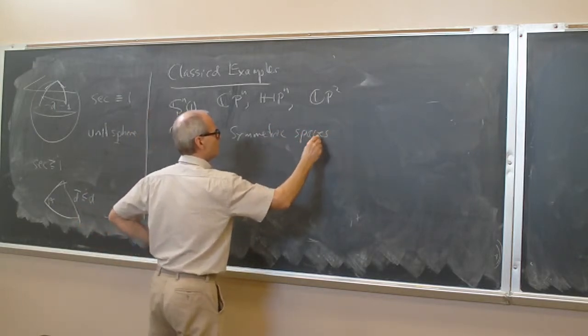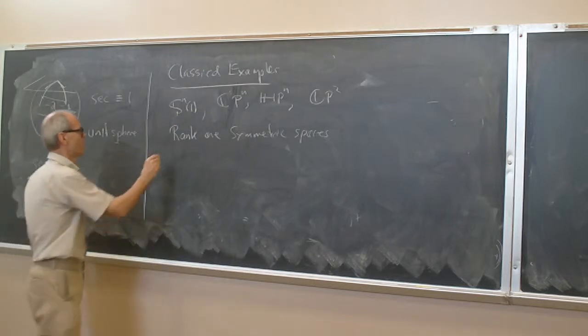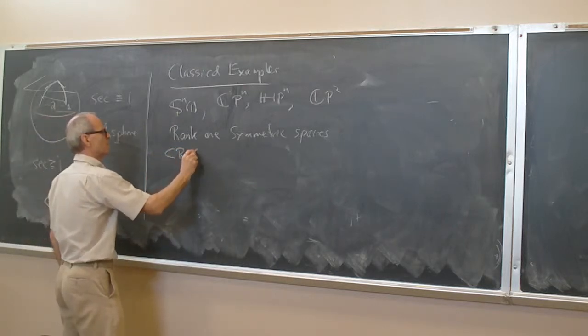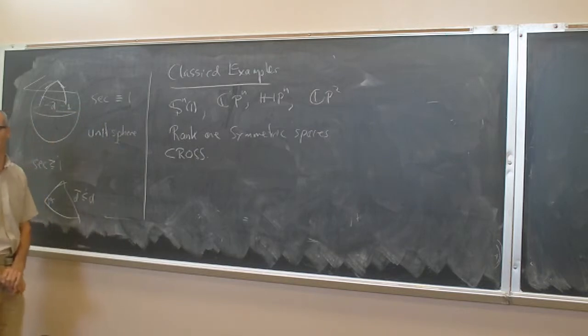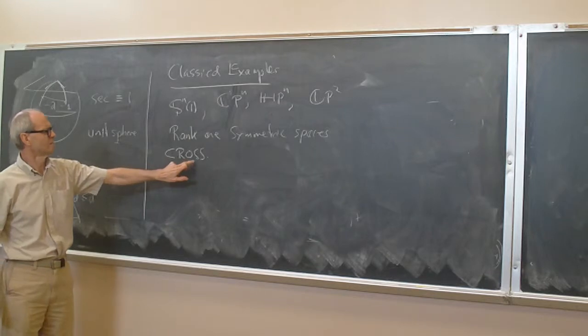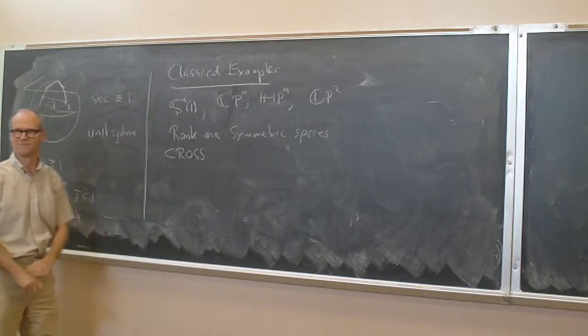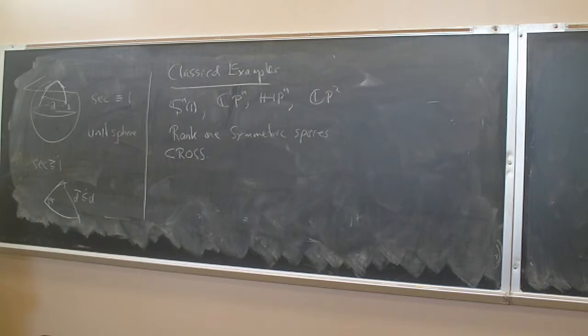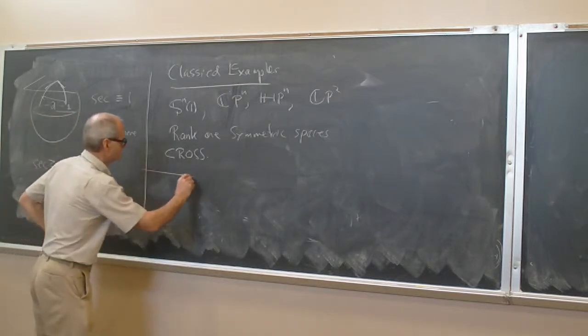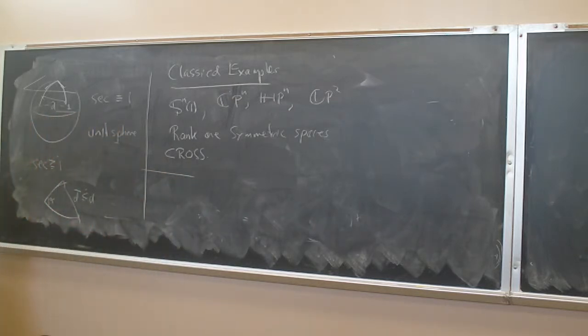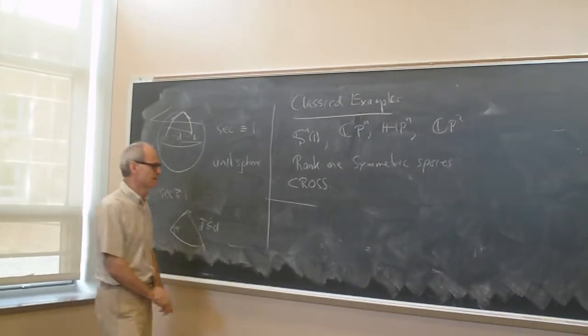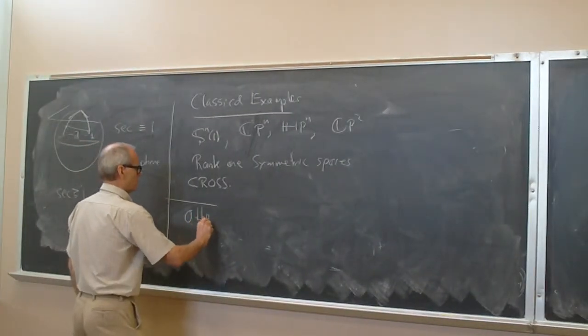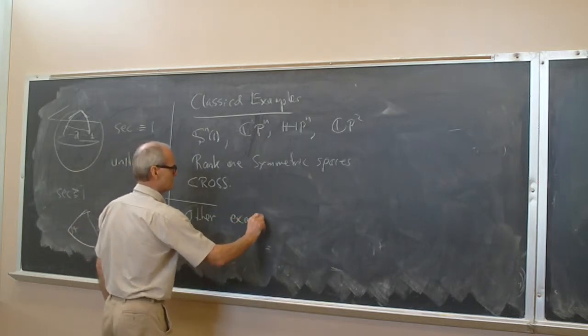And I will abbreviate this as follows, because I will say it more than once. So this is an abbreviation for compact rank 1 symmetric spaces, this list of spaces. These are the classical known examples. And it turns out it's actually very hard to construct examples in general. There are other examples that have been constructed.